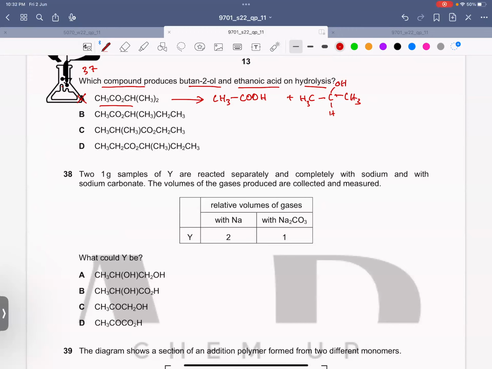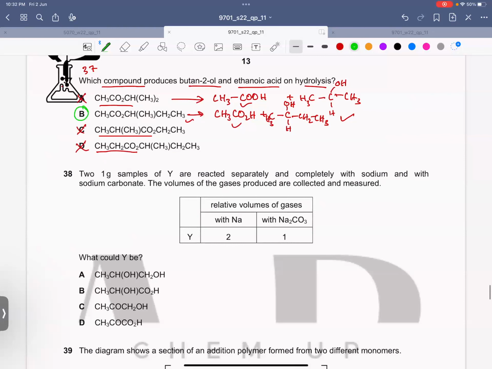If we look at B, CH3CO2H, we are getting ethanoic acid. We got ethanoic acid in the first case as well. Then the rest one is a carbon with a hydrogen, a CH3 on one side, a CH2 and CH3 on the other side, and here we got OH. So here we are getting butan-2-ol. So this is the correct one. If you look, the carboxylic acid side has more carbons, which makes C wrong. And here again the carboxylic acid side has more carbons, which makes D wrong. So B is your correct answer in this case.